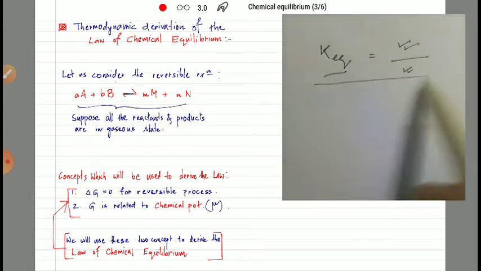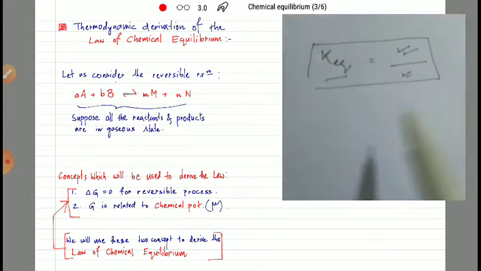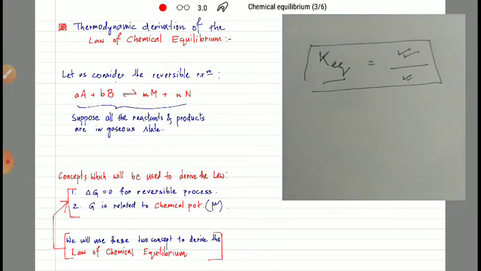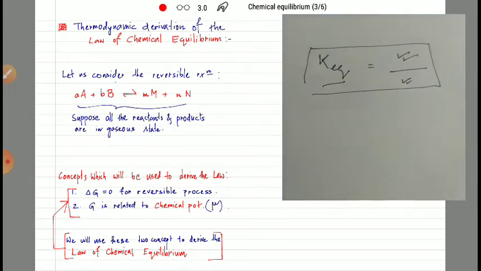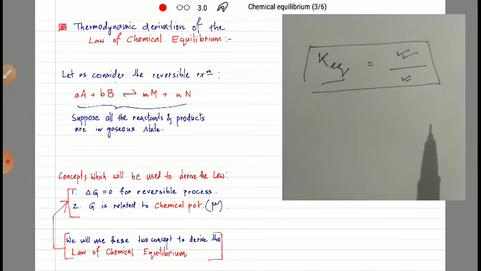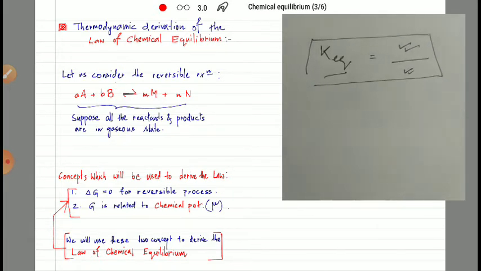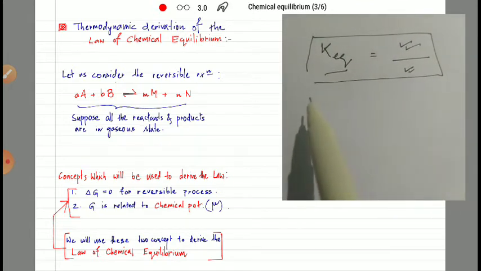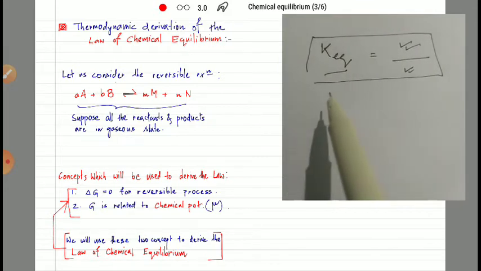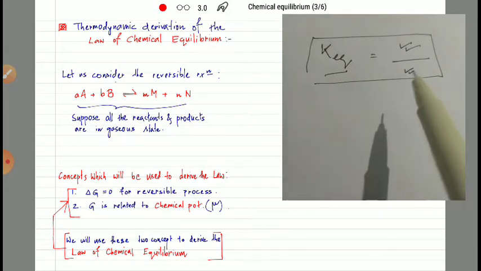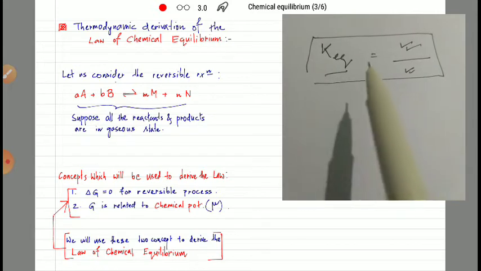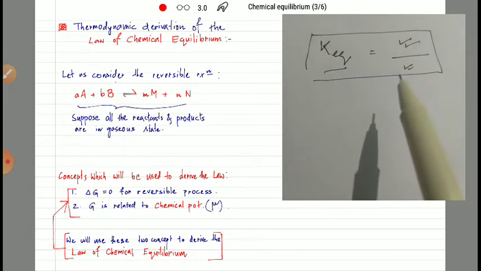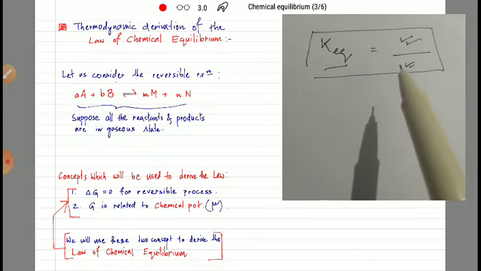Okay, so let us derive this by using thermodynamic concepts. But in the previous class we derived this by using the law of mass action. Okay, but now we have to use the thermodynamic concept. Because we are going to use the thermodynamic concept to derive that equation, we have to know some thermodynamic terms.